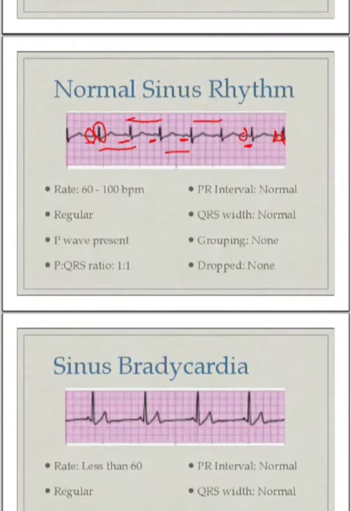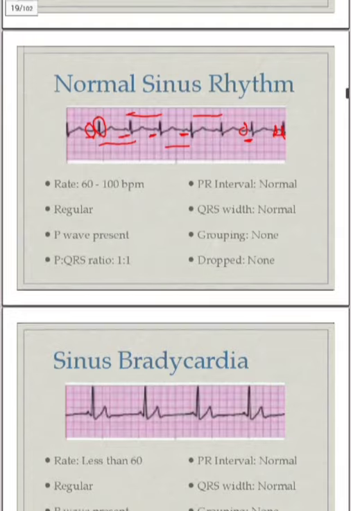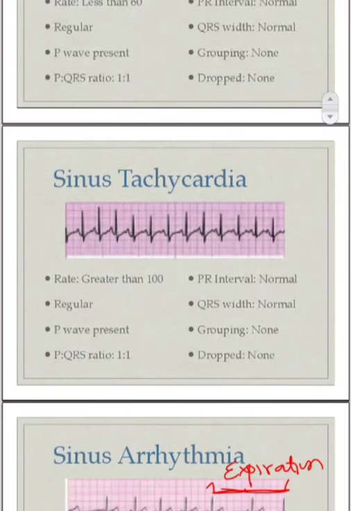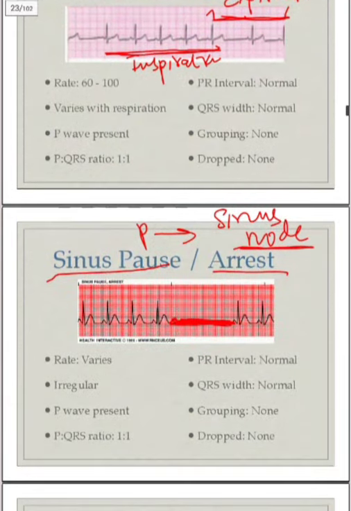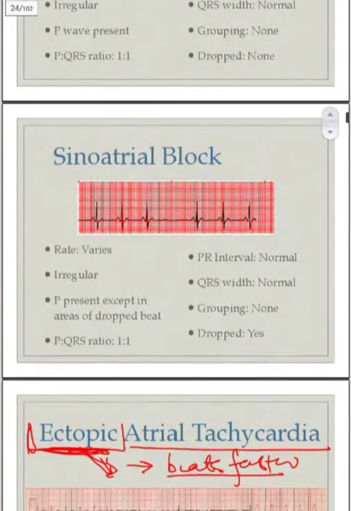This is the second lecture on rhythm abnormalities, or rhythm and how to assess the rhythm. First of all, a quick recap. It was normal sinus rhythm. Then there was sinus bradycardia, sinus tachycardia, sinus arrhythmia, which was that difference between inspiration and expiration. Then there was sinus pause or arrest. Then there was sinoatrial block.